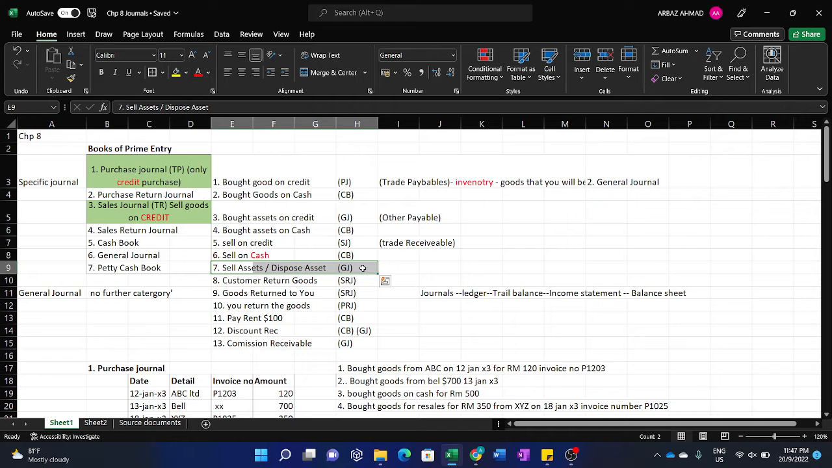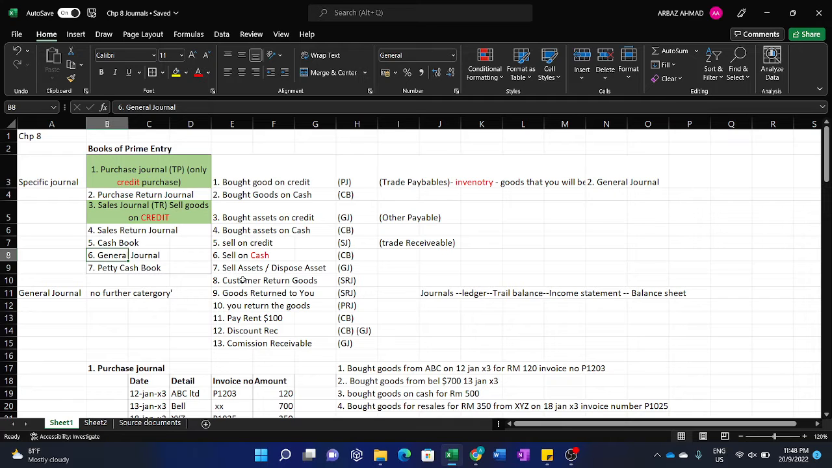I said earlier, anything that does not fall into purchase journal, sale journal, or cash book, it goes in journal. Okay, all other entries go in journal. So the criteria for this one, I said, is credit. It must be on credit, and it must be inventory. You must be buying inventory. If you're selling inventory, it goes in sales journal.